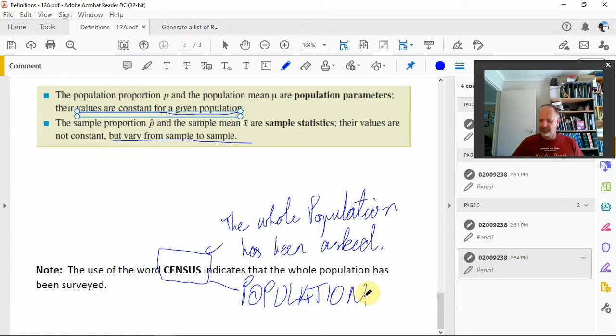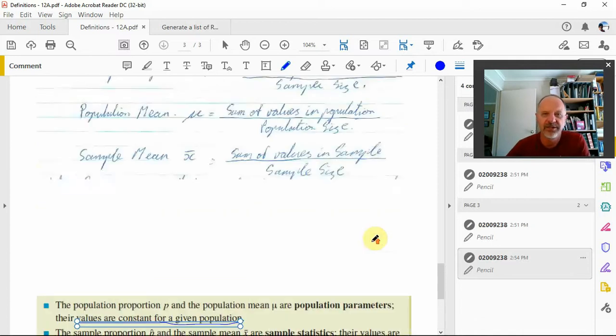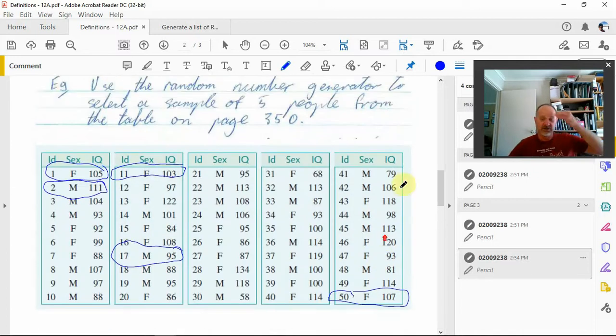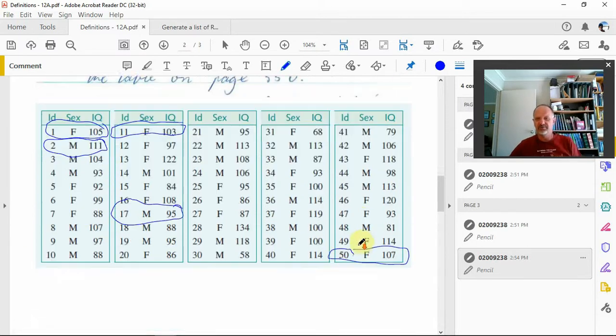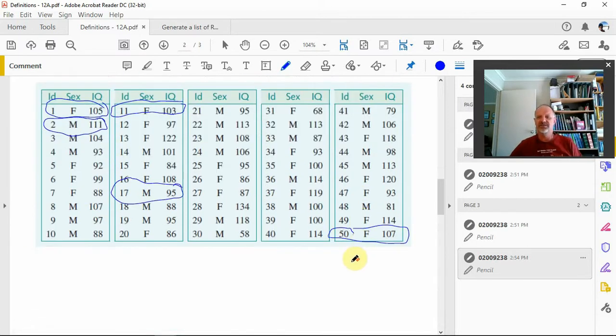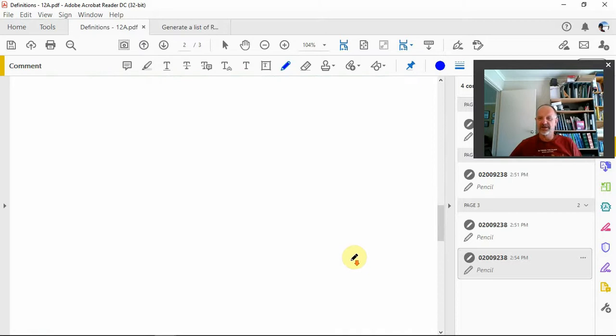So that's it. There are just a few questions on that from the textbook that I'll get you to do. Essentially, what it relies on is generating some random numbers, selecting from a group, and then working out some statistics based on that.